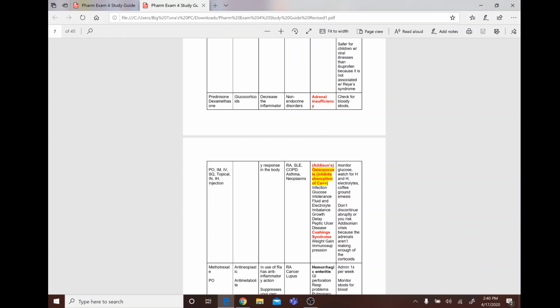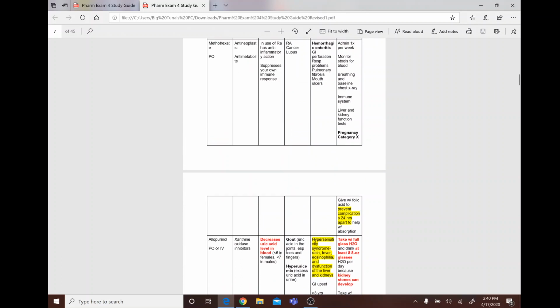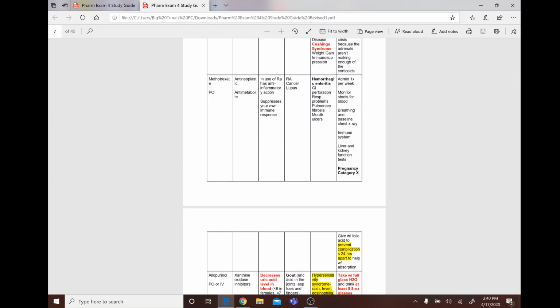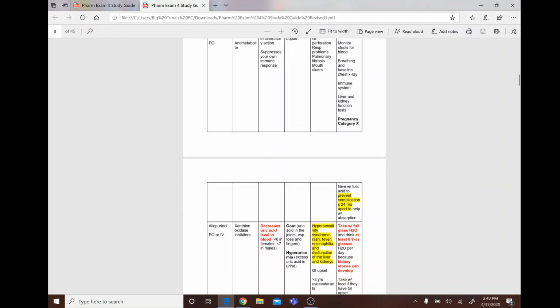Alright, would you get Addison's disease or Cushing's disease if you stop taking the glucocorticoids abruptly? Addison's, and Cushing's is like a long term. Alright, so methotrexate, you're going to also be taking this with a certain type of drug. What would you take it with? Folic acid, and you'll take it 24 hours apart.